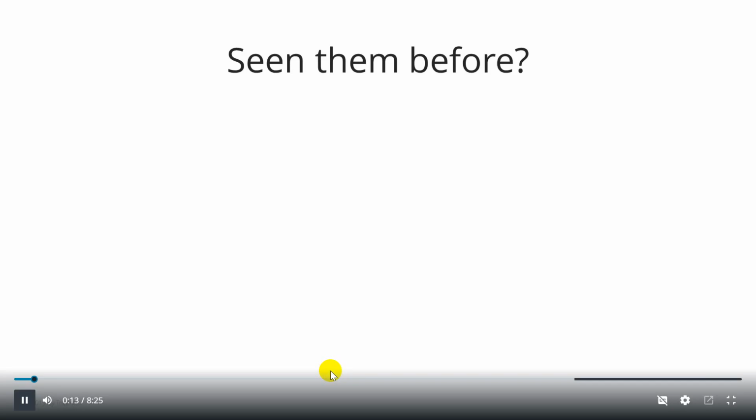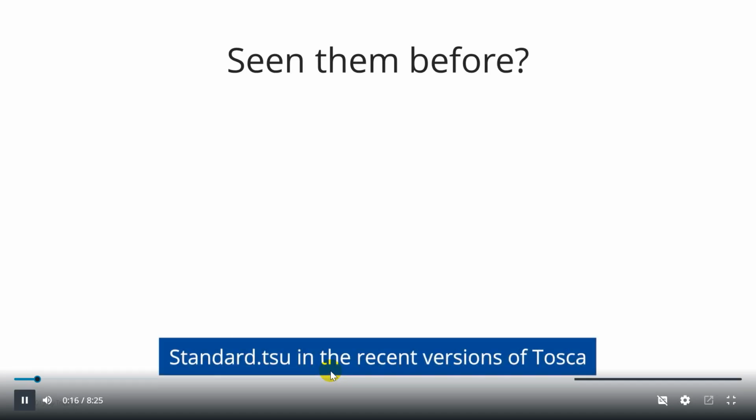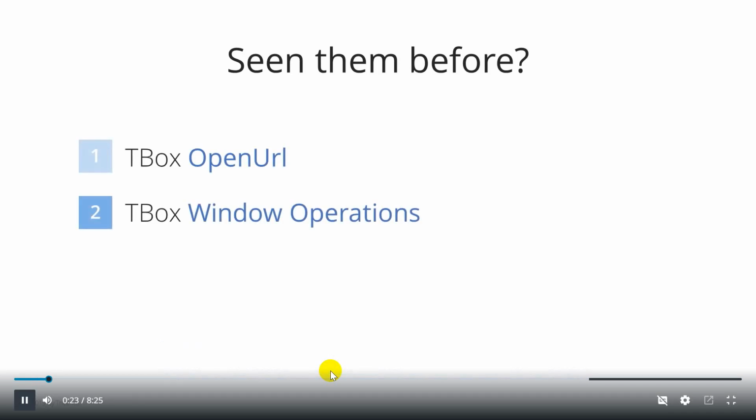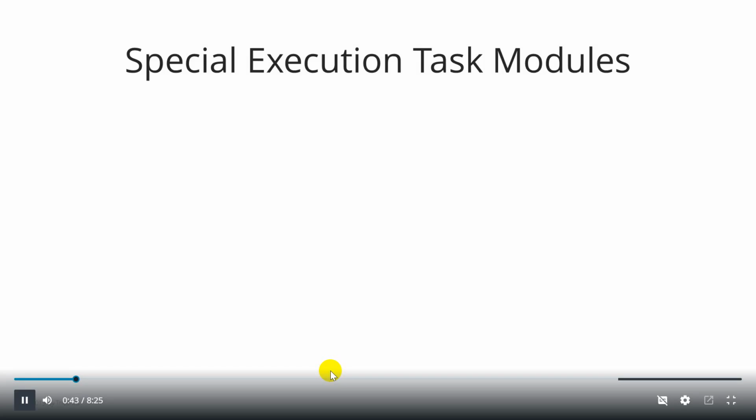You have already encountered some standard modules from the standard.tce subset, like OpenURL or tbox Windows operations, which can be used to create automated test steps using the tbox framework. This standard subset comes with every Tosca installation. It can be found in the Tosca Projects Tosca Commander folder. In this subset, you are provided with a set of special execution task modules. Special execution task modules perform actions that would otherwise be difficult to automate, yet are commonly performed tasks.